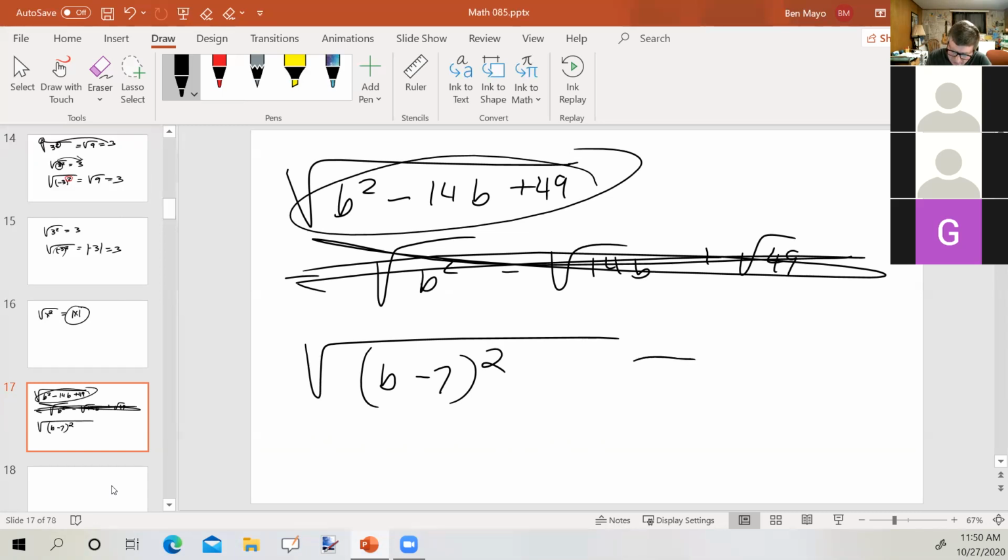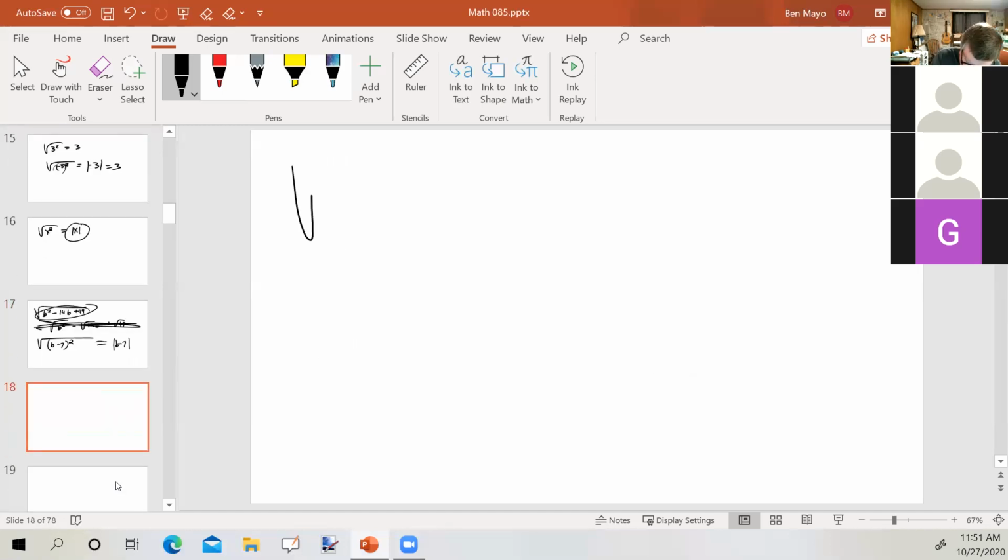Yes. So now what's the square root of that? Do I need absolute value bars around that or not? No. Yes, I do, because b could be negative. In fact, if b is anything less than 7, we'd have a negative answer. Oh, that's right. Yeah. Okay. I know, I'm just keep messing with you here. How about this?